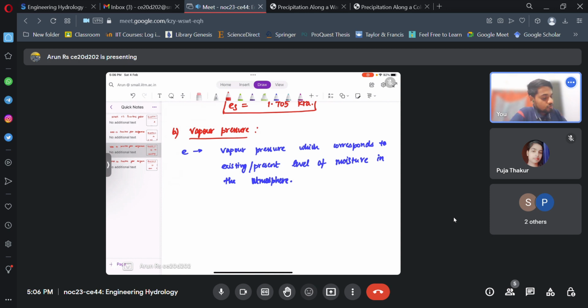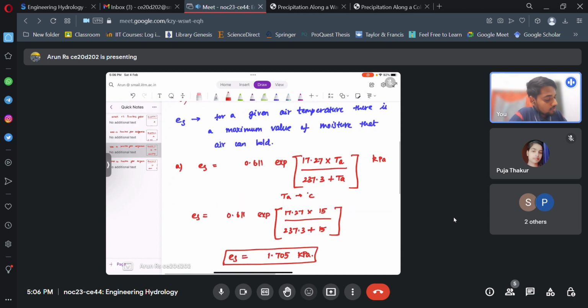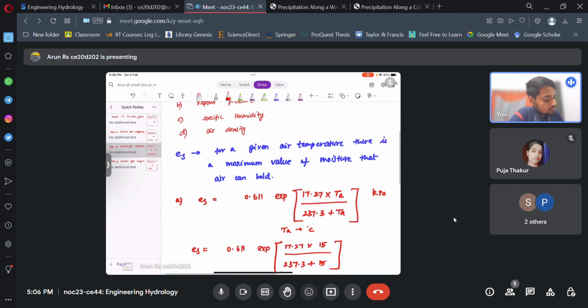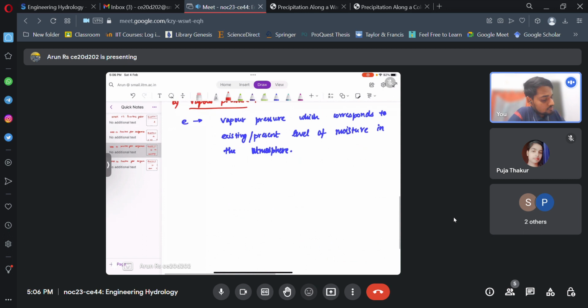To calculate this, we have been provided with relative humidity. Relative humidity is given as 35%. Can someone tell me the expression for relative humidity?